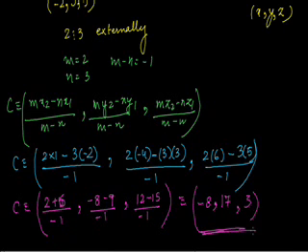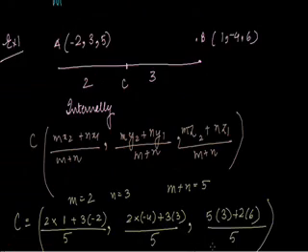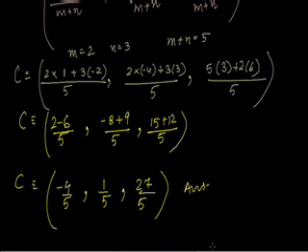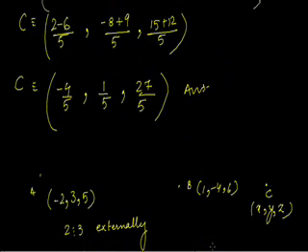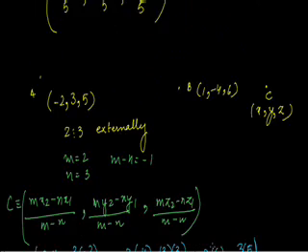So these are the coordinates of the point C when it divides the line segment joining A and B in the ratio 2:3 externally. Whereas when C divides the line segment joining A and B in the ratio 2:3 internally, the coordinates we got are minus 4 by 5, comma 1 by 5, comma 27 by 5. The x coordinate is minus 4 by 5, the y coordinate is 1 by 5, and the z coordinate is 27 by 5.